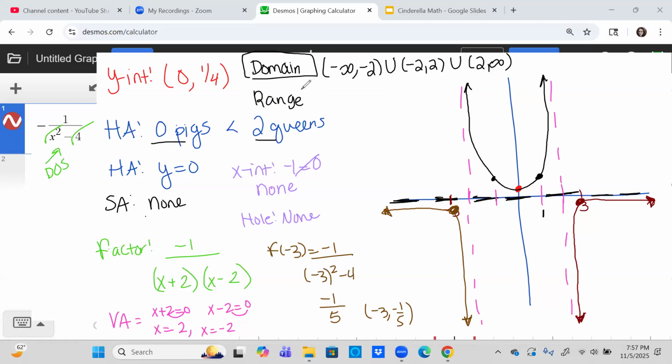Range. This definitely goes down forever, and then it goes up to the black dash, which was 0, stop. And then it starts again after the black dash, up forever. So we just threw out the horizontal asymptote.